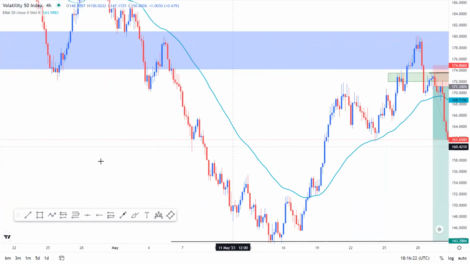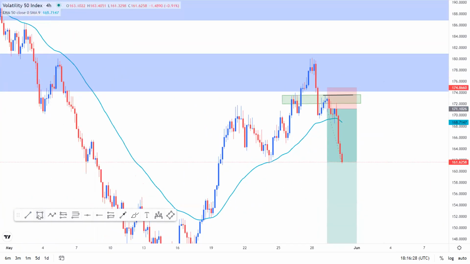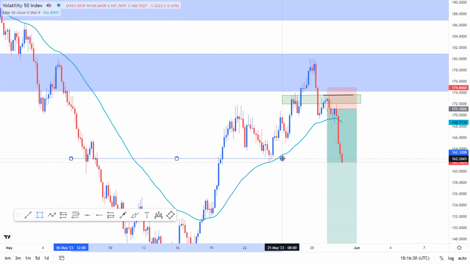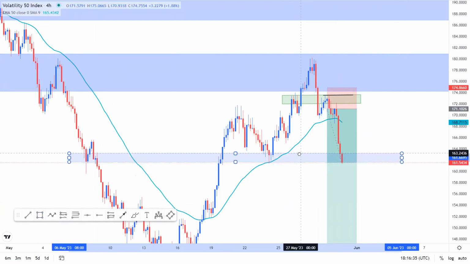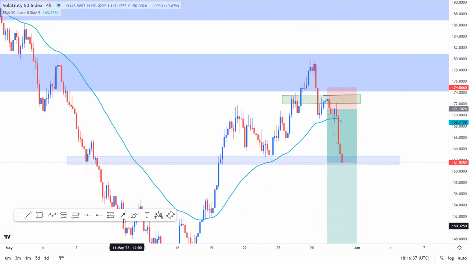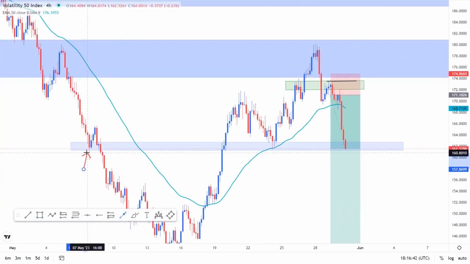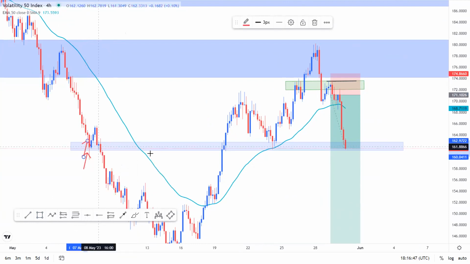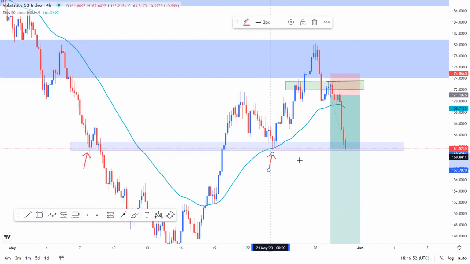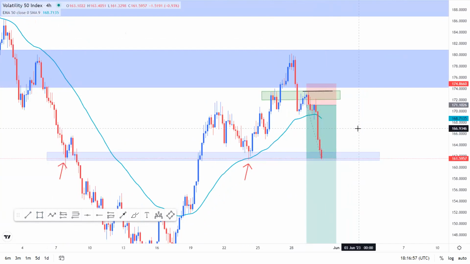Because we are currently testing a strong level. As you can see, we had this level act as a support right there. And then again, we have also the level acting as a support right here. So we are seeing price coming to the level.